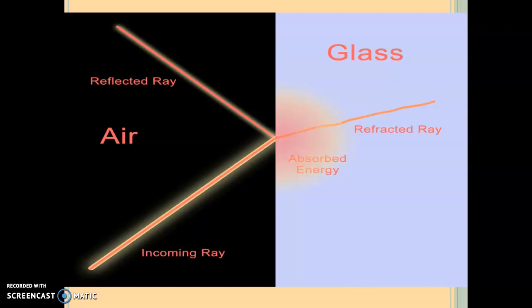So what happens is we have the pencil that's in the air, you have the incoming light ray, and that has a reflected ray, and then you have the glass that also has the water in it. And there's some absorbed energy, and then that causes a refraction of the ray. And so this is what causes the pencil to look like it is cut in half and not one continuous pencil.